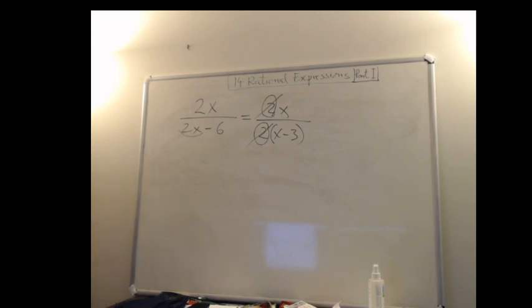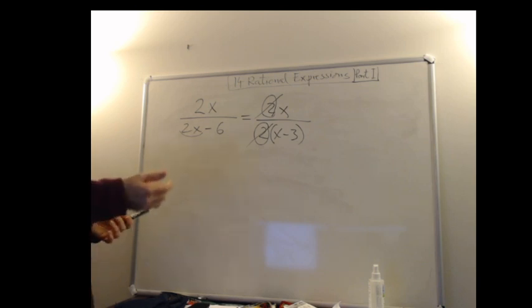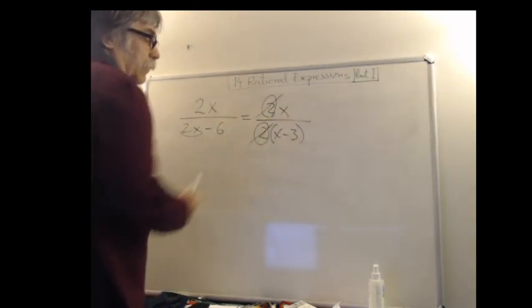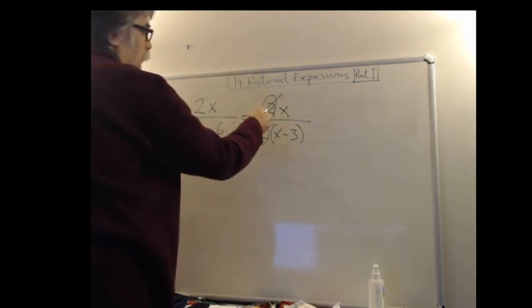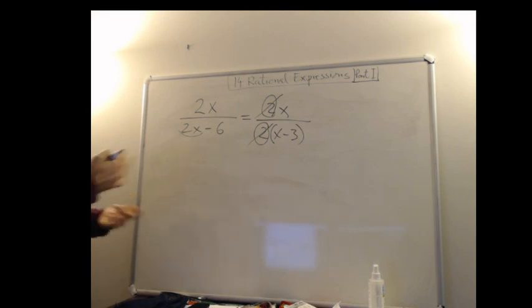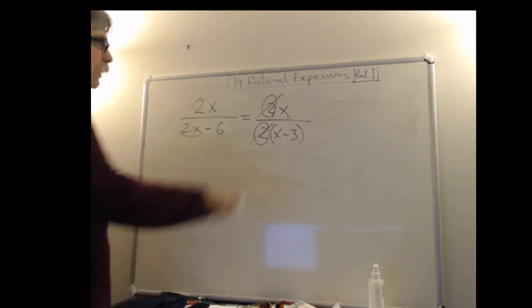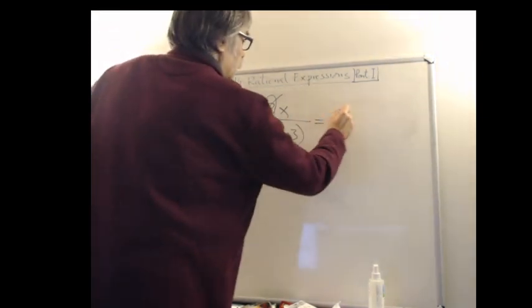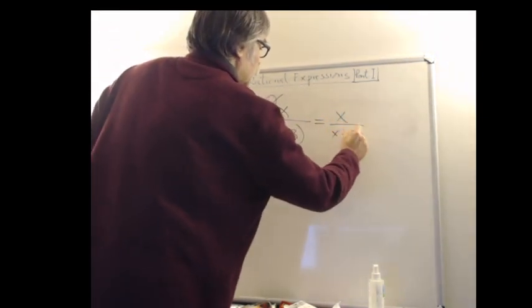You're dividing numerator and denominator with the same number, which is what we are allowed to do, and the fraction will stay the same as before. If you divide with 2, 2x divided with 2 is an x, right? 2 times something divided with 2 is that something. And the same thing on the bottom. 2 times something divided with 2 is x minus 3. So you end up with x on the top and x minus 3 on the bottom.